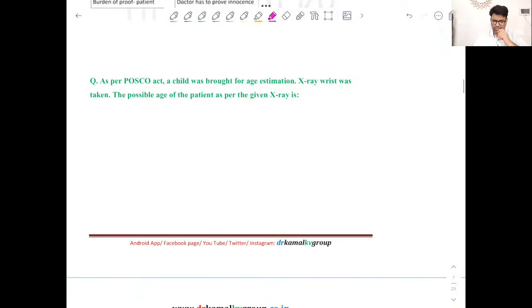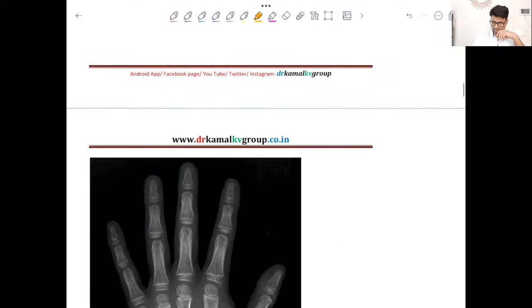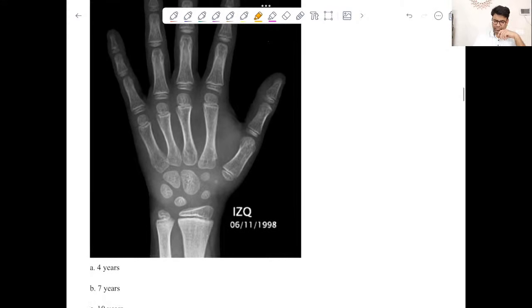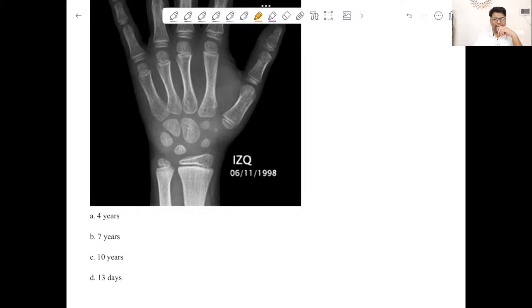Now this is a very beautiful question. As per the POCSO Act, a child was brought for age estimation, right? And that is the Act for the prevention of child sexual offences. So it was the child who was brought for age estimation, and then an X-ray of the wrist was given. Now looking at the wrist X-ray, you have to calculate the age of the child.